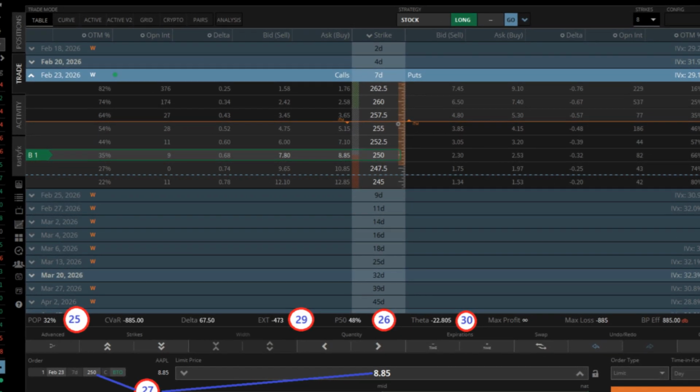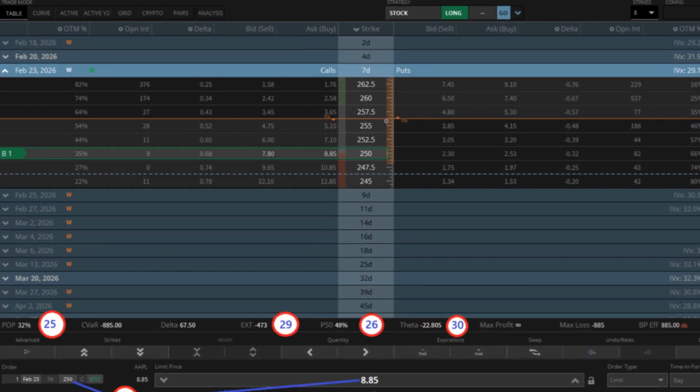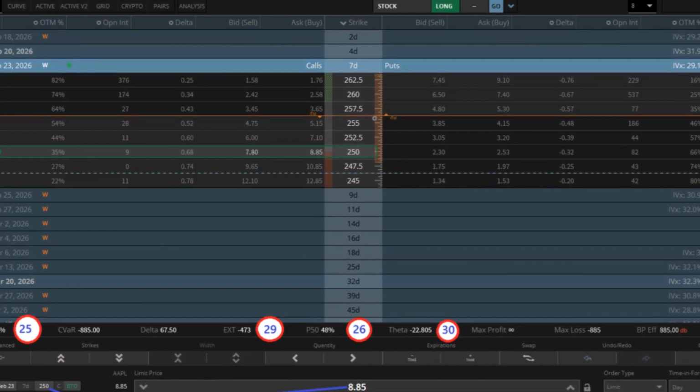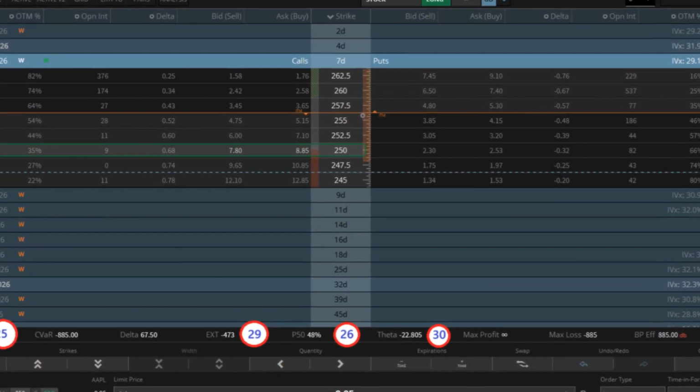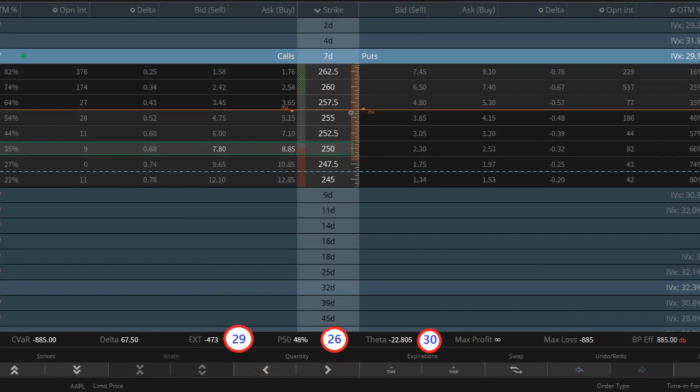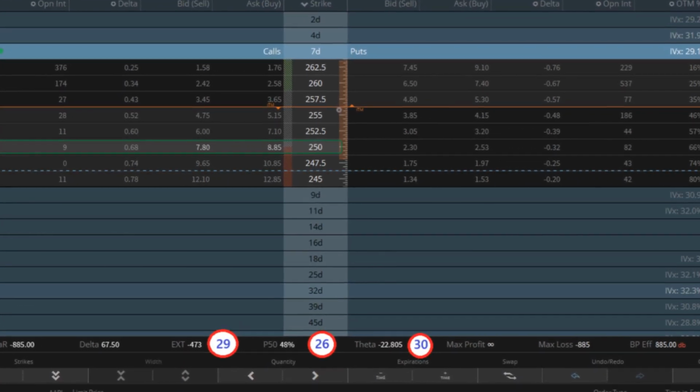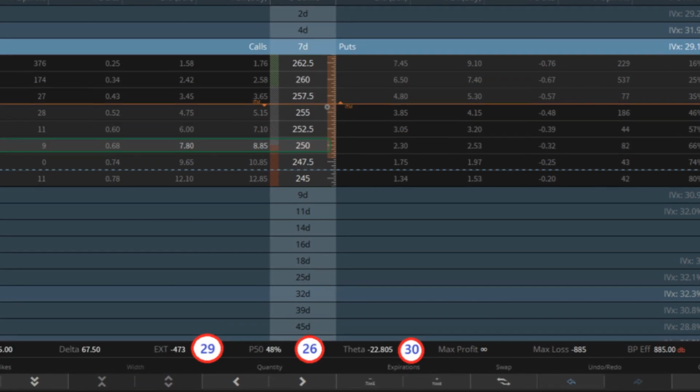30. Theta, time decay. This shows how much value the option loses every day. Time is always working against option buyers, in favor of option sellers. Simple truth for beginners: if the stock doesn't move fast enough, your option loses value.